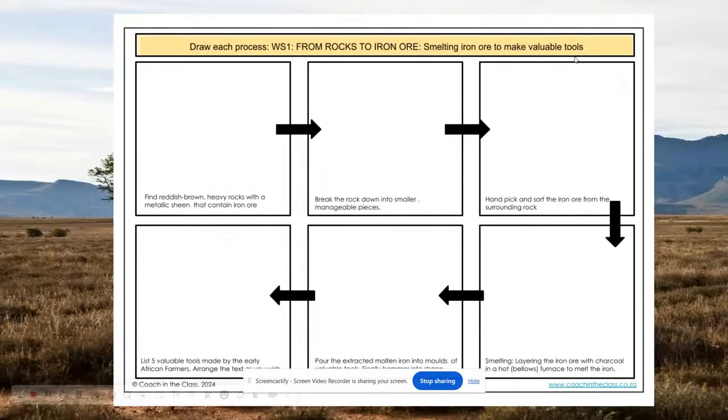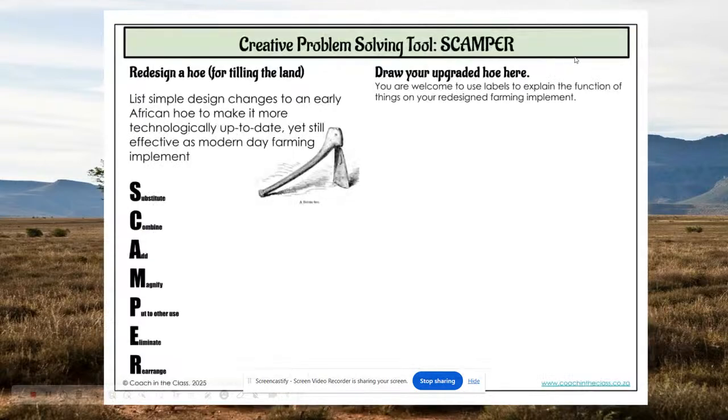And then you need to draw that. Mind mapping is great, and so here they have to mind map the process from rocks to iron ore. We have given them the process in order from the story as it's explained, and then the children draw little pictures which help them to remember this process. There's always got to be loads of creativity, so we're going to SCAMPER an old-fashioned hoe, and we've asked them to make it more technologically up-to-date, yet still effective as a modern-day farming implement. And the instructions for how to use SCAMPER are included in the resources, because Coach in the Class always makes sure that you are totally supported.